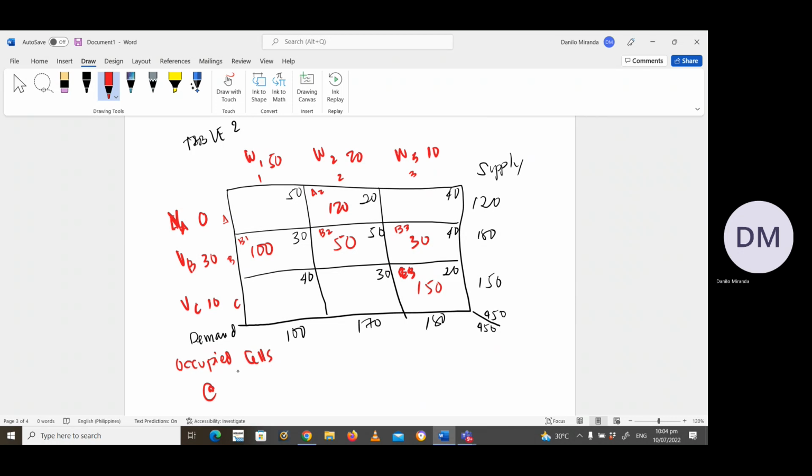At A2, so ano yung formula natin? Cij, which is 20, okay, equal to 0, or BA rather, plus W1. Diba? So, occupied cells. Tingnan natin, ha?